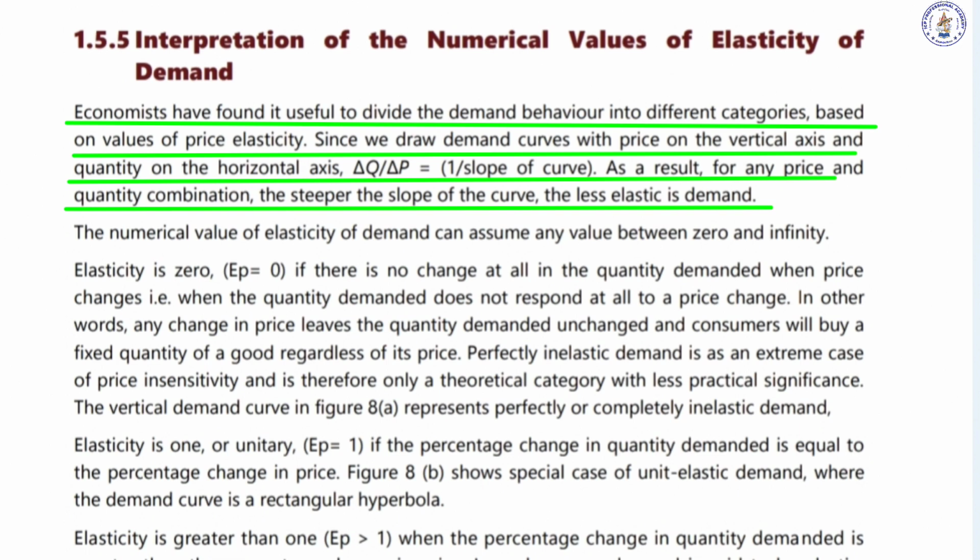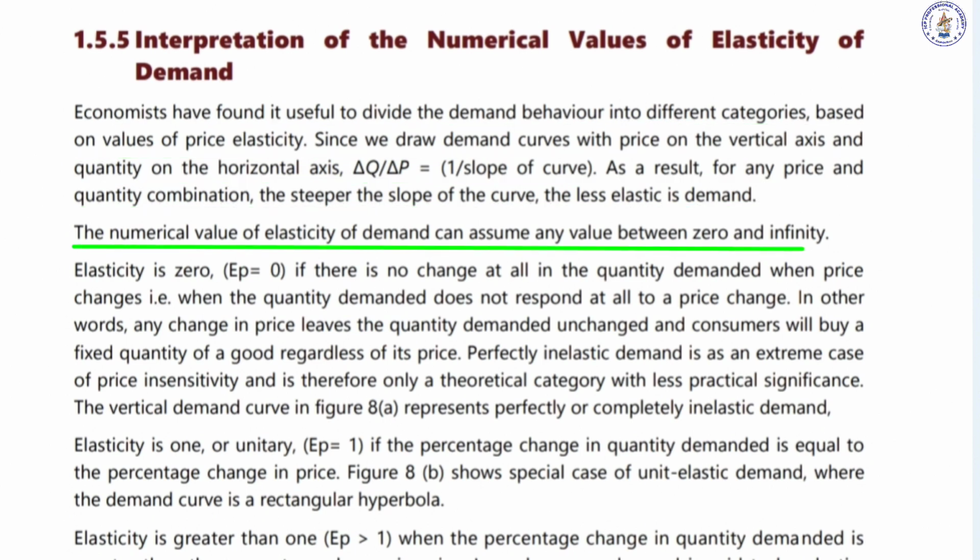That is delta Q by delta P. It is equal to 1 divided by the slope of the curve. As a result, for any price-quantity combination, the steeper the slope of the curve, the less elasticity of demand is being experienced. That is, the numerical value of the elasticity can be any value between 0 and infinity. Now we shall see one after the other with the diagram and the table given.